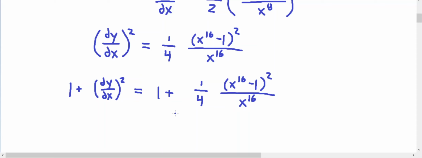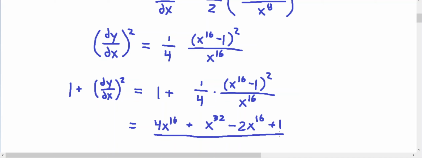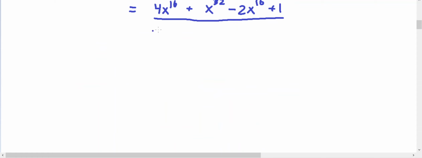So let's try to get this into a single fraction. It'll be easier to take the square root. So this is 1/4 times all that. So the common denominator is 4x to the 16. So this will be 4x to the 16 plus 1 times that. And let's just distribute this. Let's FOIL it out. This will be x to the 32 minus 2x to the 16 plus 1 all over 4x to the 16.